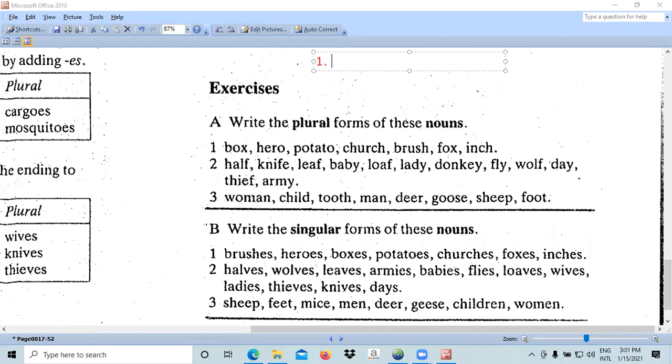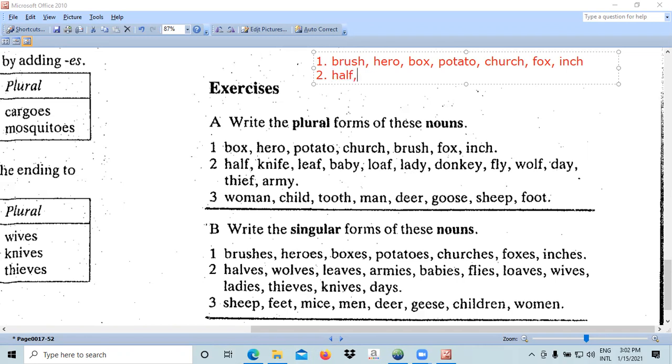First set answers. Brush, hero, box, potato, church, fox, inch. That is number 1. Here you have 1, 2, 3, 4, 5, 6, 7. 7 marks. You can put marks.